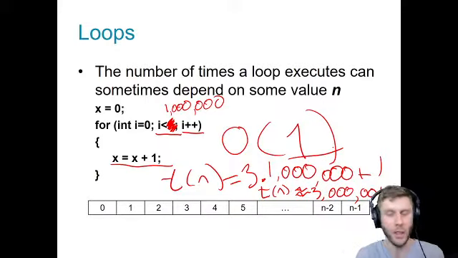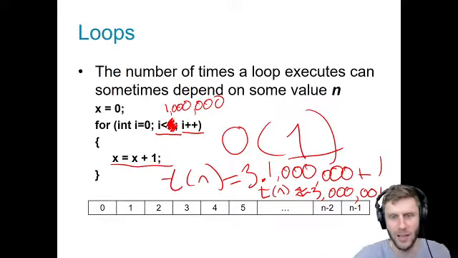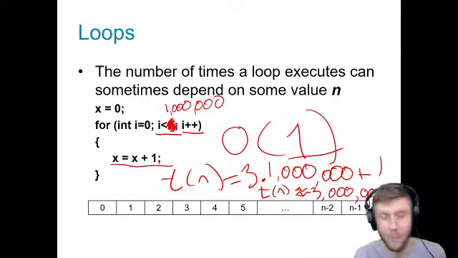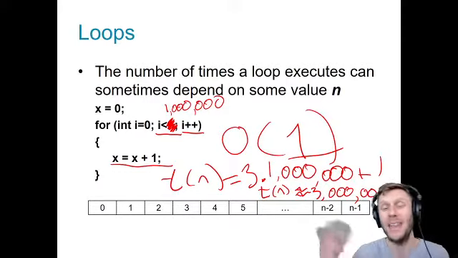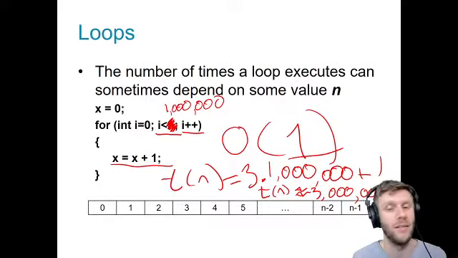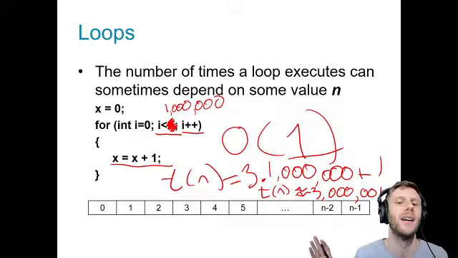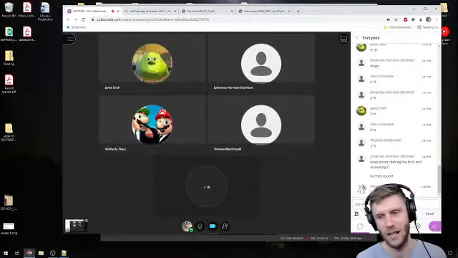And if you're saying, but hold on, if we grew n before, you said it was linear. You're right, but here we threw away the n and we made the n some constant value. No matter what n is, that loop is always going to run 1 million times. So I tried to trick you, but you're too smart. So well done.